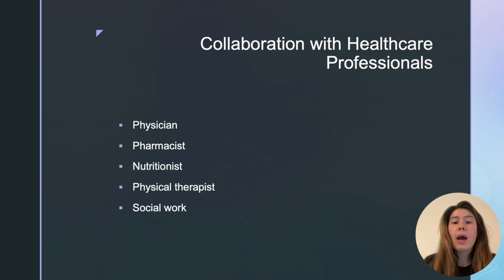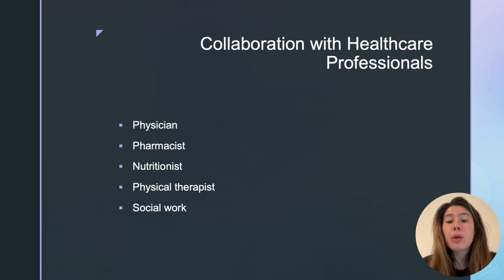So we would have collaborations with the physician. We would involve the pharmacist for their medicines, if they need any medication changes, or if they're having side effects, or if they're not liking the medicine or feel like it's not working for them. We would inform the pharmacist.